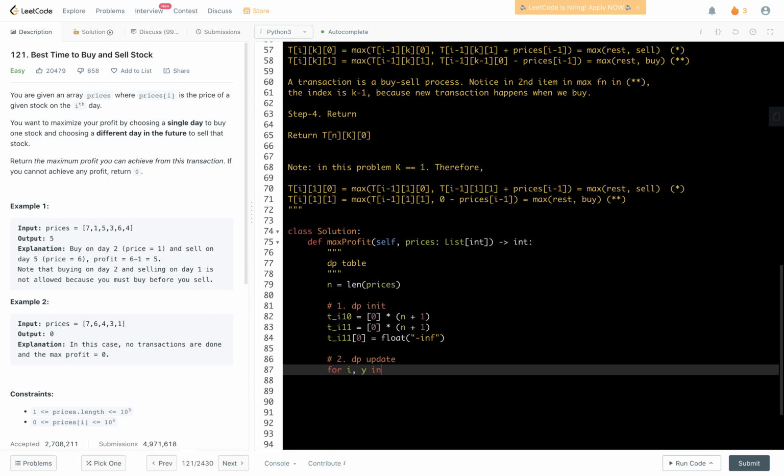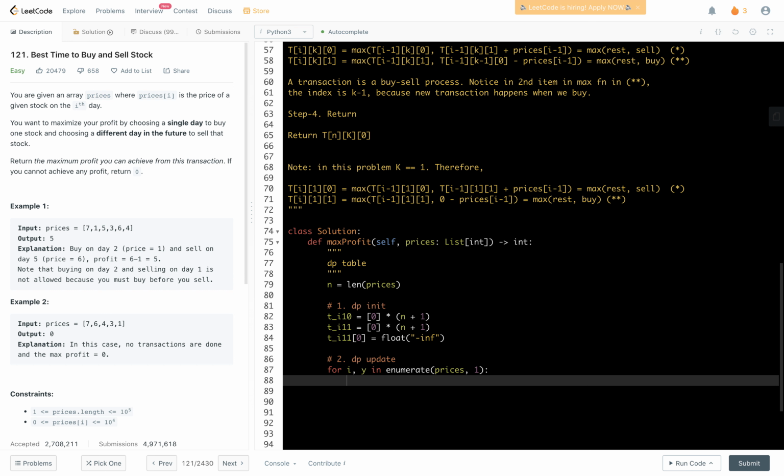So DP update as in problem 188. So here we are going to use one indexing. So we're going to do for i, y in enumerate prices, and we are going to use the indexing starting from 1, right? So this way, let's do the update.